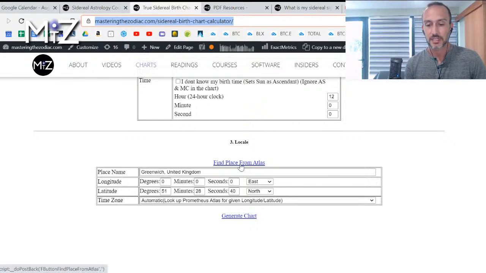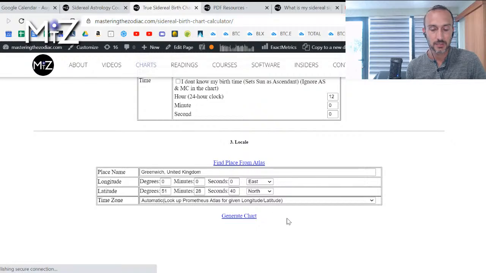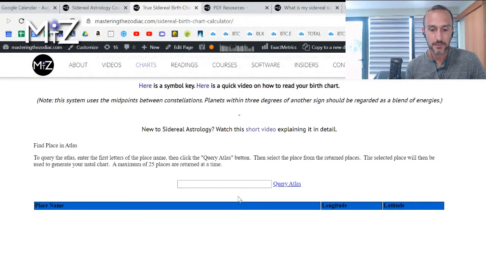just click find place from atlas. And that's going to be the simplest way of doing this, and then you'll be able to type in whatever your location is. So it'll have to be a city.